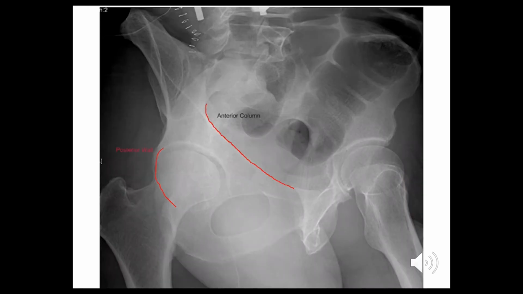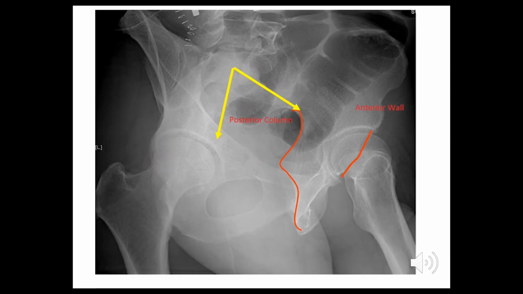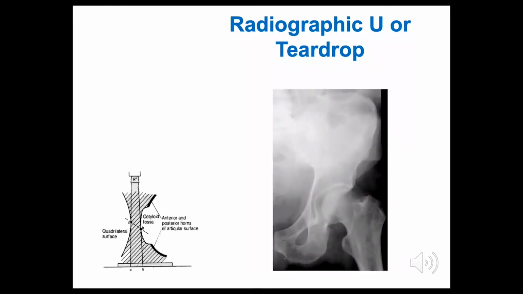So on the obturator view, we could review the anterior column and posterior wall. At the same time, we could see the iliac view on the other side and would be able to review the anterior wall, posterior column of the contralateral side. So coming now to the radiographic U-shaped or teardrop.